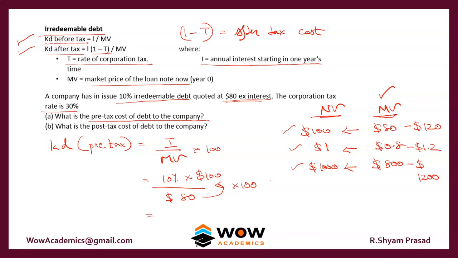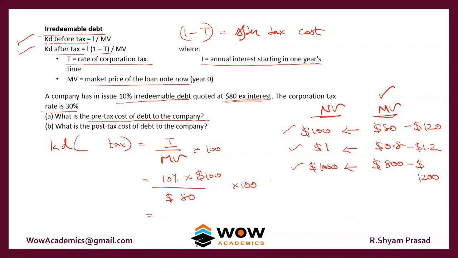So the numerator will be 10 divided by 80 into 100. That gives us 0.125 into 100, which gives us 12.5 percent. So the KD before tax is 12.5 percent.